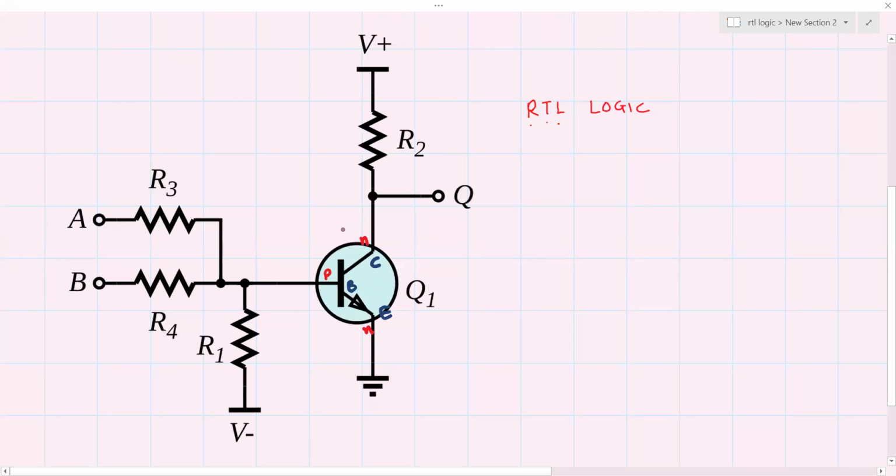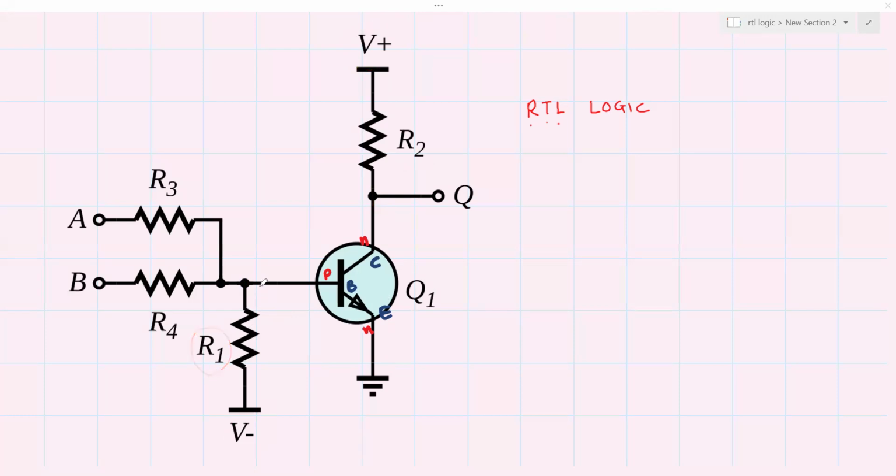What else you note here is that you have resistors R3 and R4. There is this resistor R1 and there is this resistor R2. Output is taken from the collector pin, labeled as Q, and R2 is connected between the collector and the highest supply voltage in the circuit. Emitter is connected to the ground. From the base pin to the negative supply voltage, you have resistor R1.